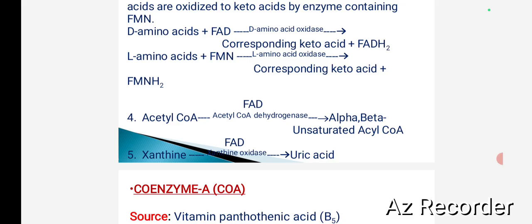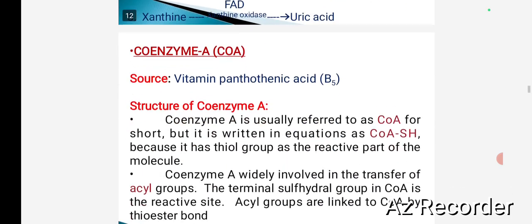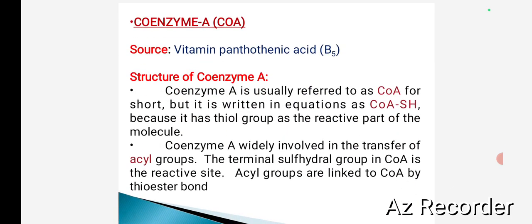Fifth example, xanthine in the presence of FAD and xanthine oxidase enzyme forms uric acid. Next one, coenzyme A, otherwise called CoA. Source for coenzyme A: pantothenic acid, or vitamin B5.